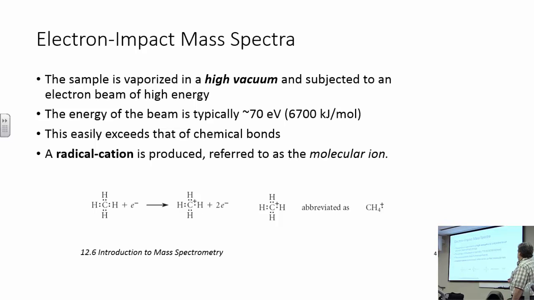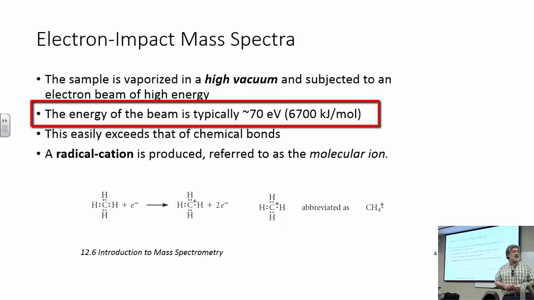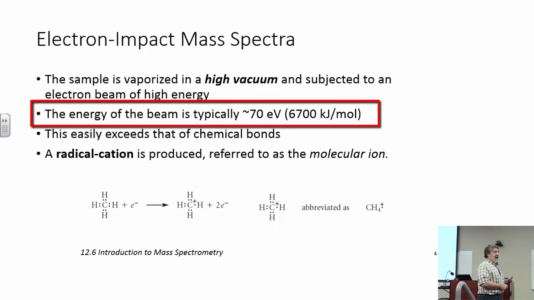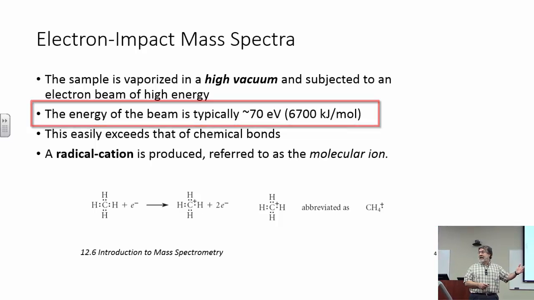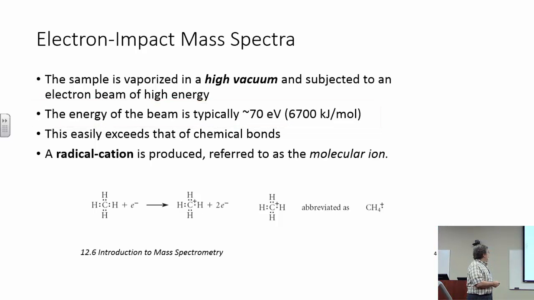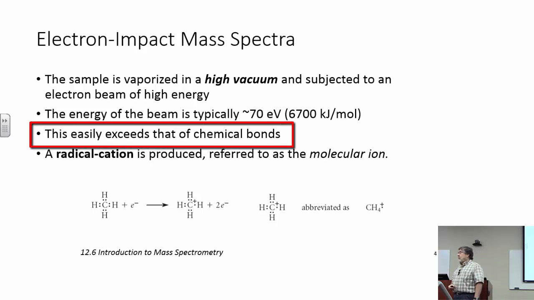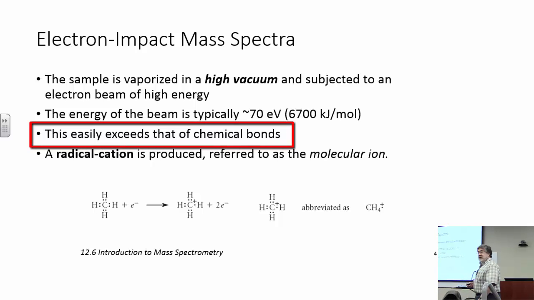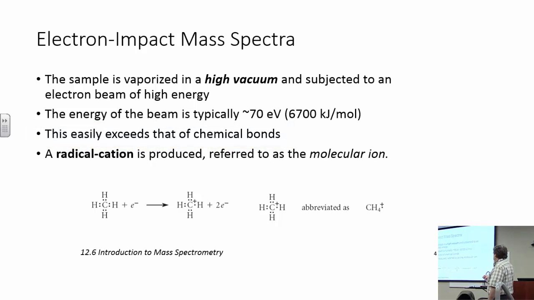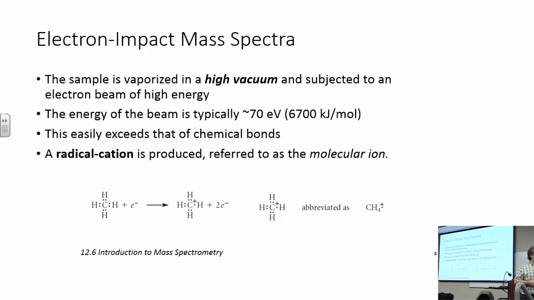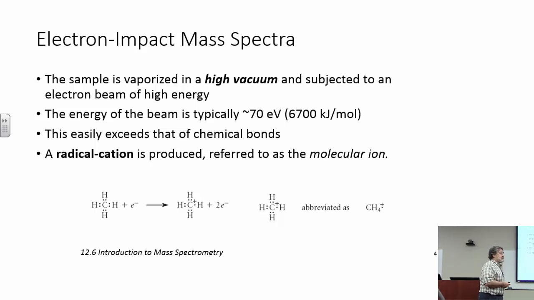As I mentioned, there's an electron beam. It's roughly 70 electron volts. That's enough to knock an electron out of orbit of just about anything that gets hit. Right? See, it easily exceeds that of chemical bonds. And what's left then, as shown in the graphic here, the equation, right, that's just a very simple event that would happen in a mass spec.